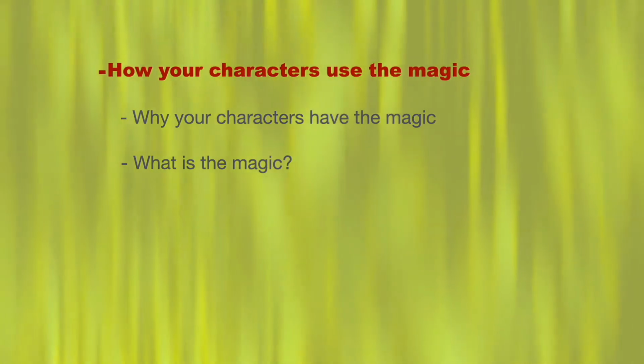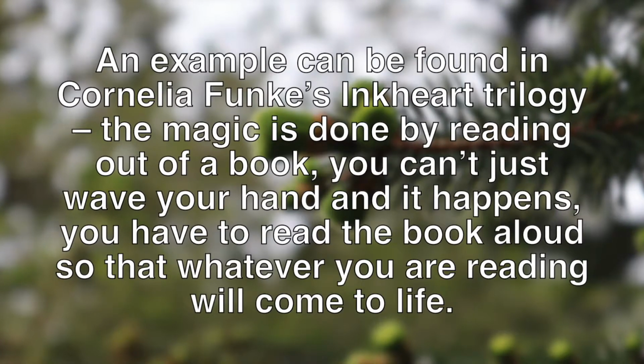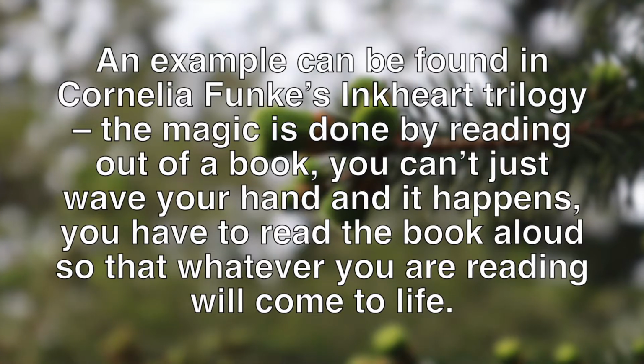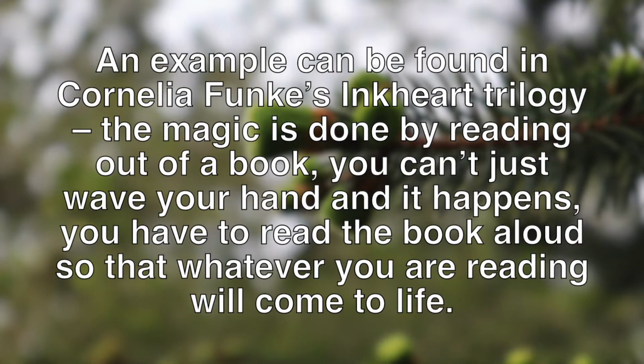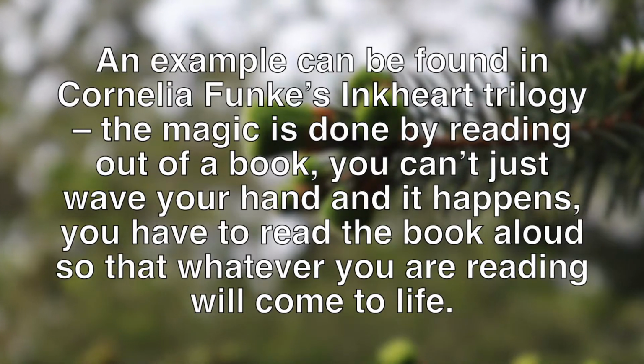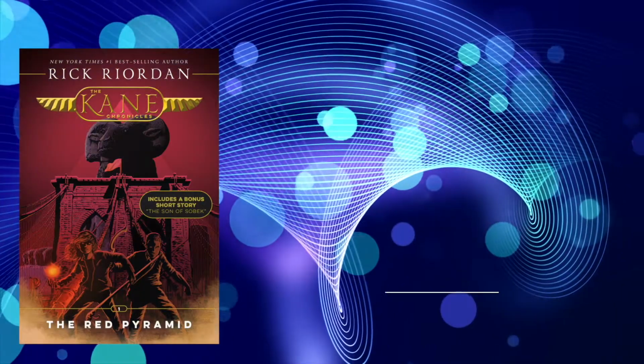Let's first talk about how your characters use the magic. In my first video on magic systems, I talked a lot about the magic itself, about costs, limits, and weaknesses. But we haven't yet talked about how they actually do the magic. An example can be found in Cornelia Funke's Inkheart trilogy. The magic is done by reading out of a book. You can't just wave your hand and it happens. You have to read the book aloud, so that whatever you're reading will come to life. That's how the characters do the magic.